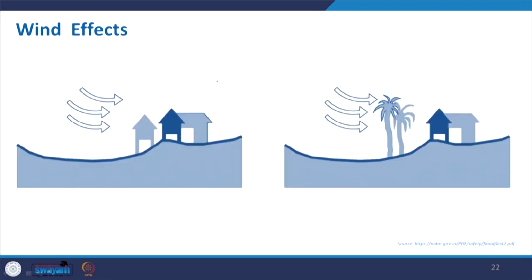Coming to wind effect minimization. In this case, you can just expose your buildings directly to the wind, or sometimes you can create a buffer, or provide a shield with trees which are very strong to resist the wind. That can also reduce the pressure and the damage will be less.